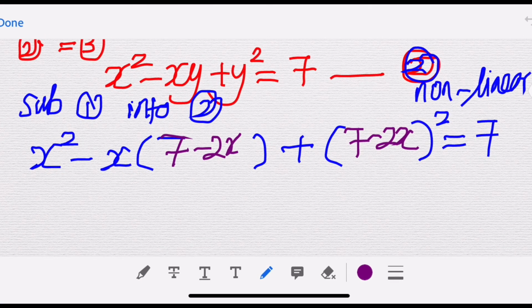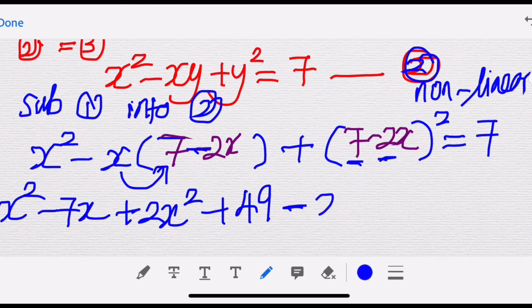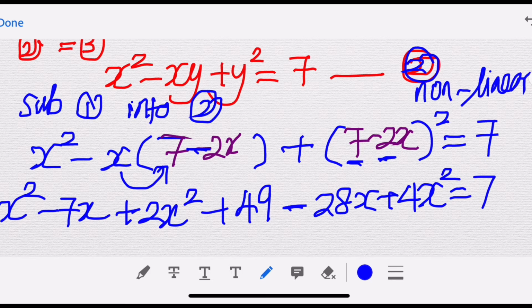Now I need to expand, right? Let's expand. X squared minus 7 times x. Here there are 2 negatives, be careful, become positive 2x squared. Here is 7 squared, 49, then minus 2 times 7 times 2x, negative 28x, right? Plus 4x squared equal to 7.